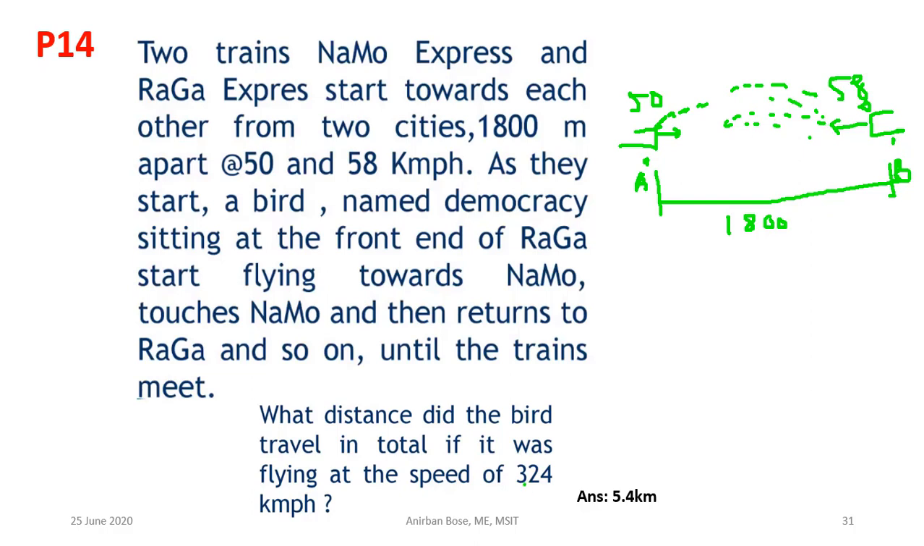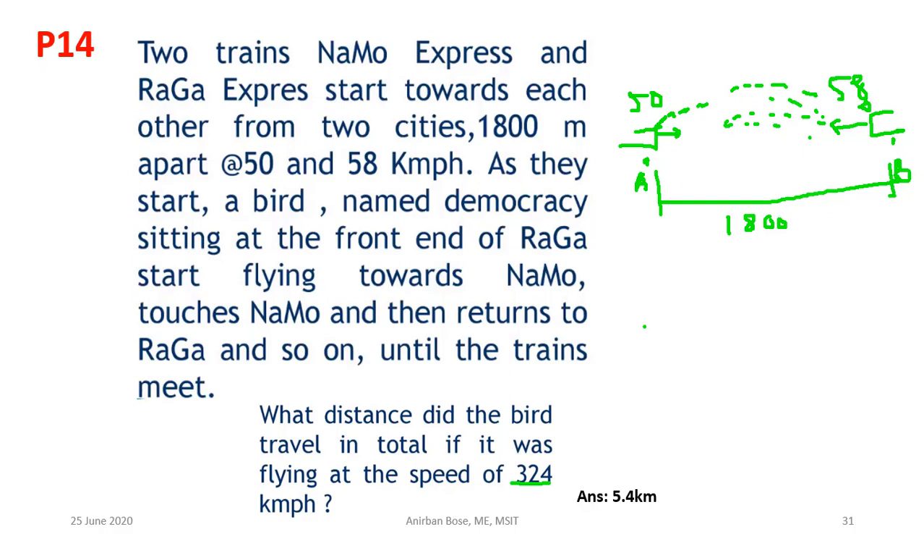The question is, if the bird moves at a speed of 324 km per hour, then how much total distance will the bird travel? The problem is not only lengthy, but if you start from the conventional method, it will take a long time. You can consider an infinite series of distances and find the sum. That you can definitely do, but it will take a long time. This problem can be done within 30 seconds very easily.